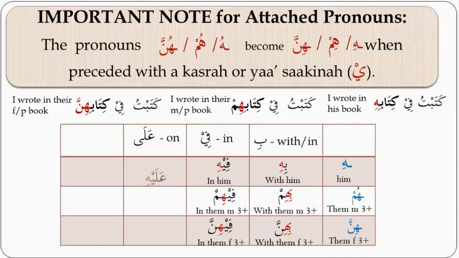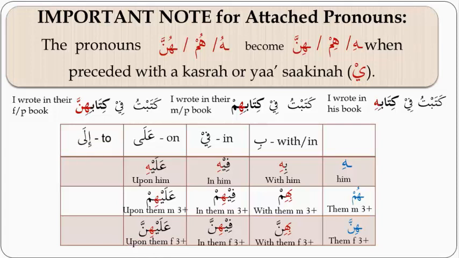Ala means on. When it is attached to the ha, and why I bring this here, because the lam that comes before the ya has a fatha, but that has no effect as long as the ya has a sukun. That is the most important thing. Alayhi, which means upon him. If it's hum, alayhim. Sirat al-ladhina an'amta alayhim. Upon them, masculine, 3 or more. If it is feminine, hunna, it becomes hinna, alayhinna. Upon them, feminine, 3 or more.